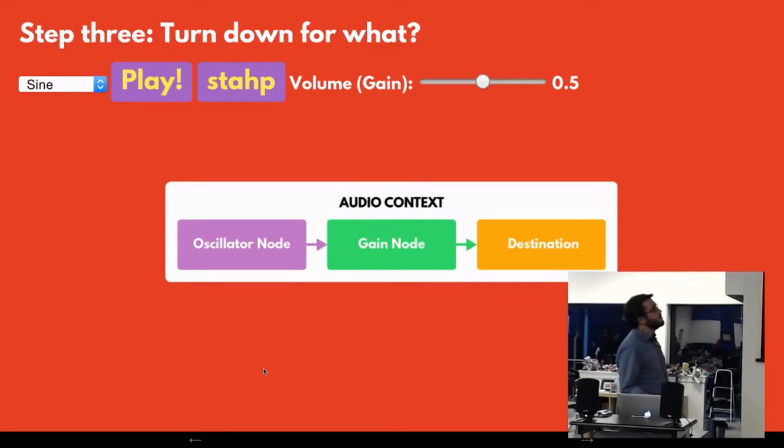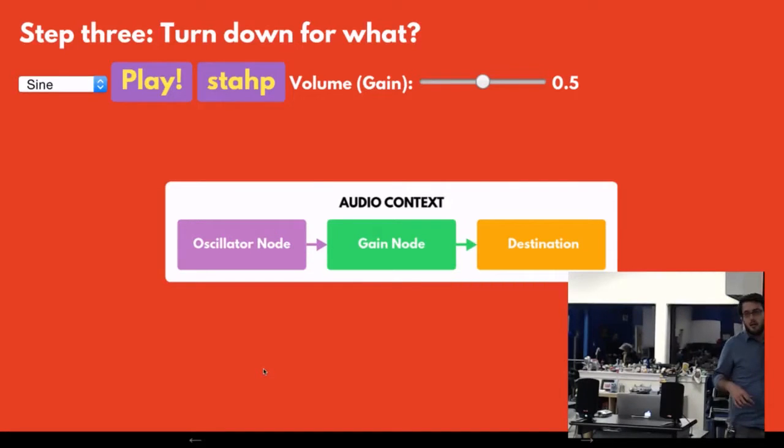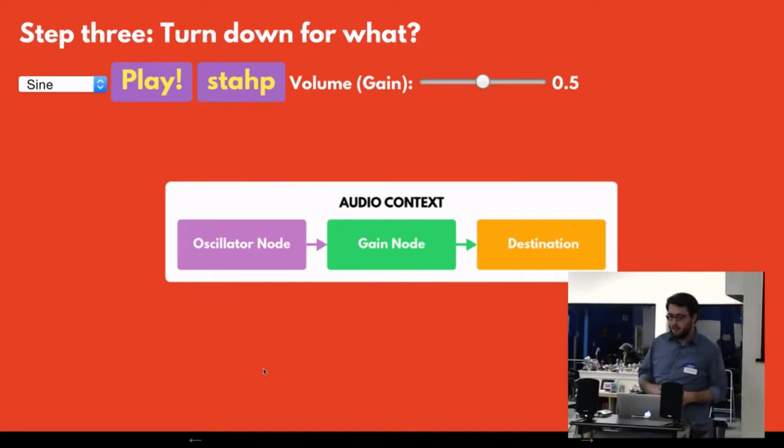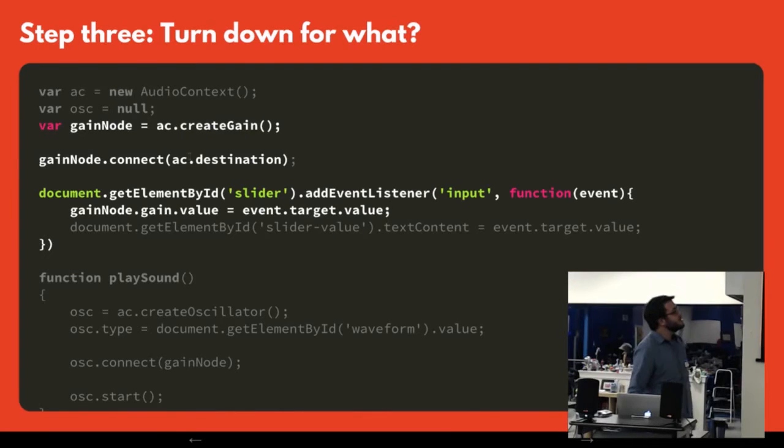All right, step 3, now we're introducing a new type of node, which is this gain node. What this does is it allows us to modify the volume. How that works is, here we're introducing this gain node. Same thing as before with the oscillator: we just do audioContext.createGain. And then we wire it up.